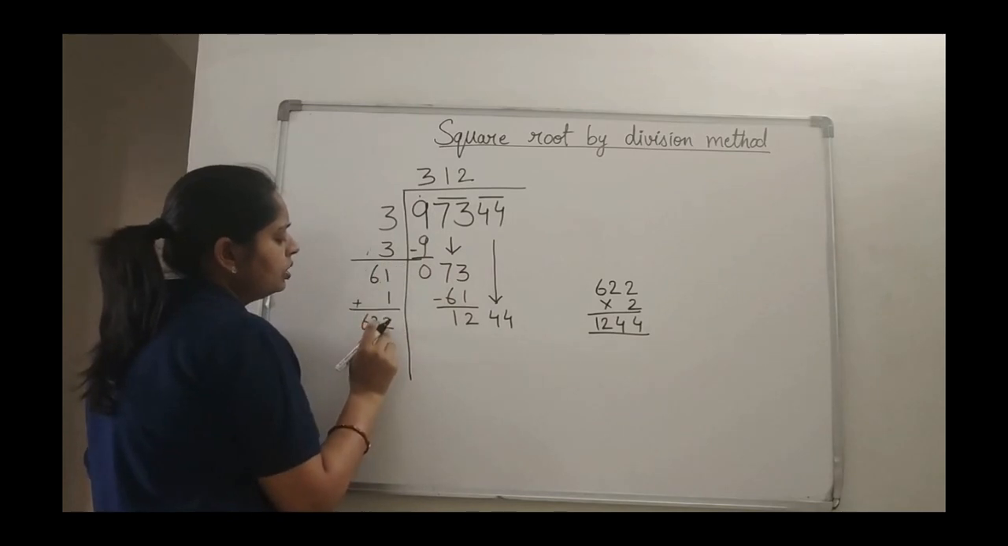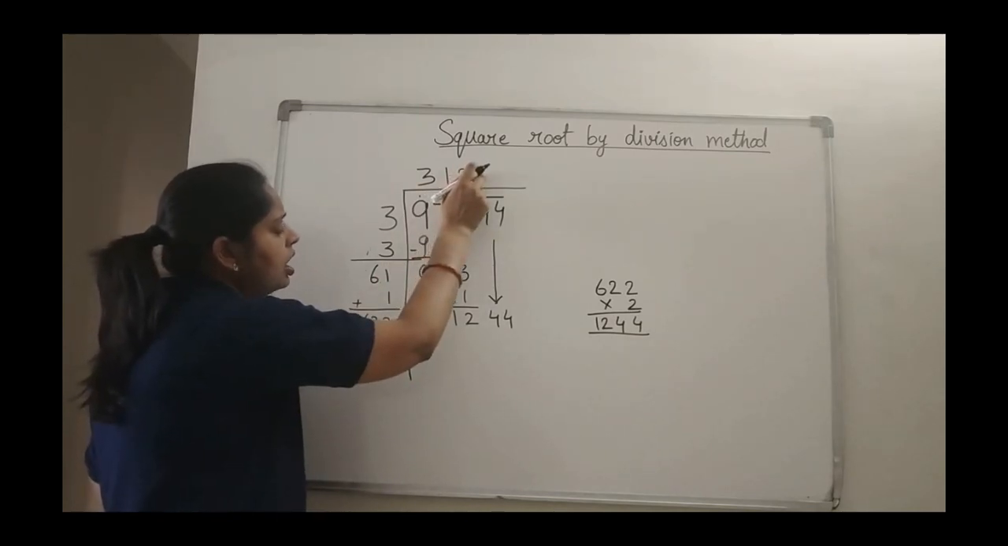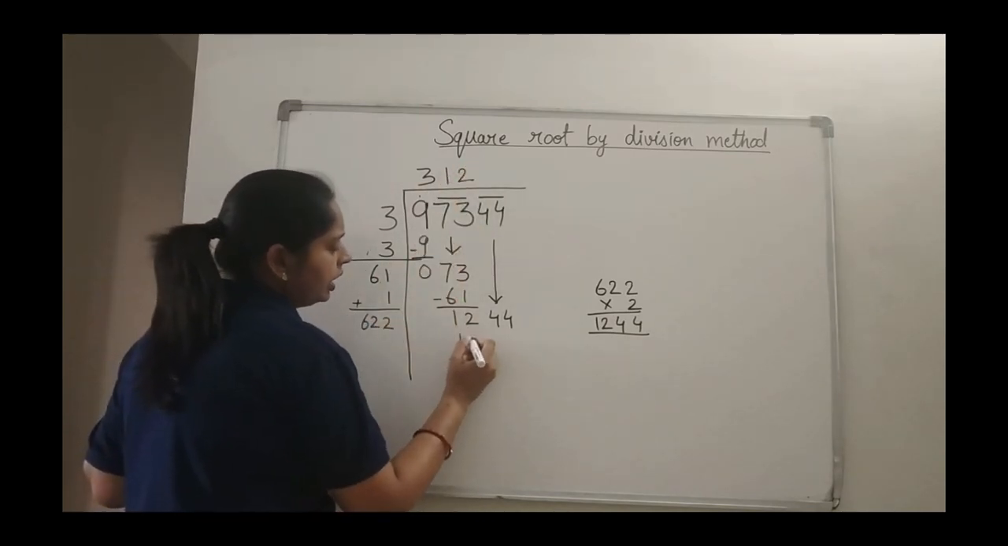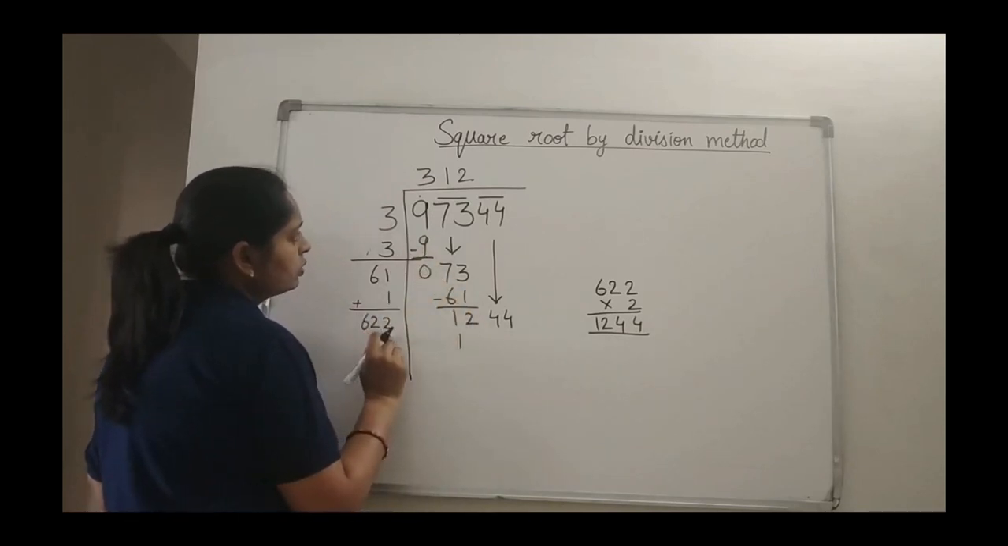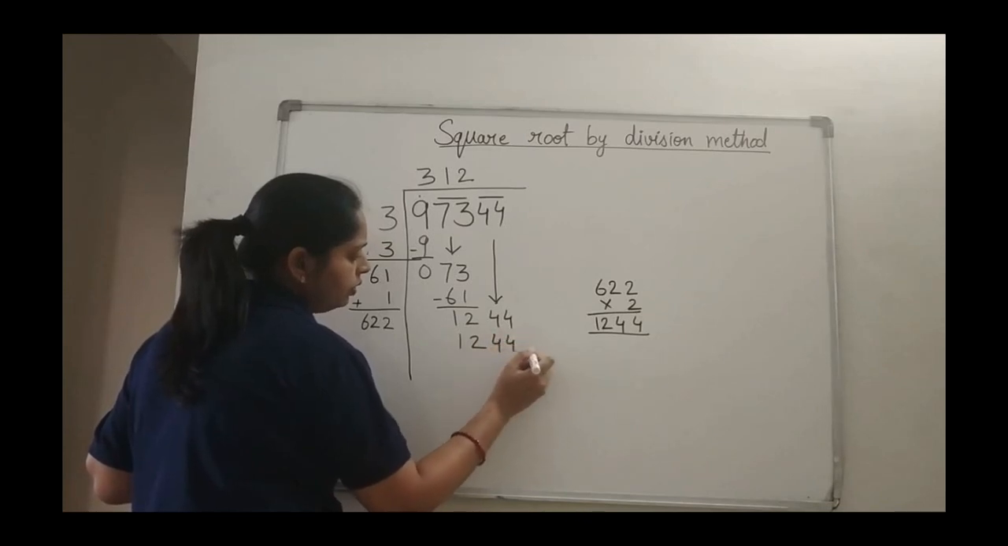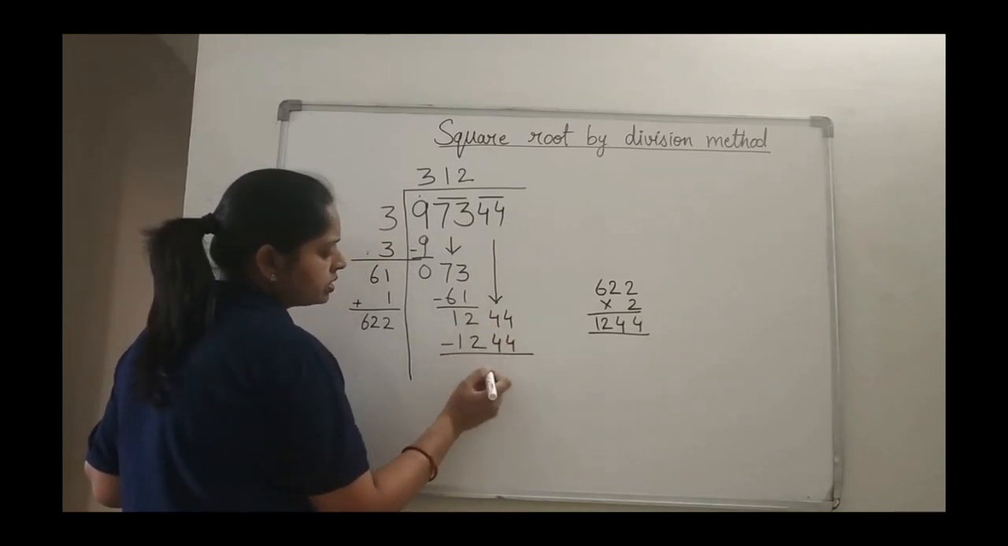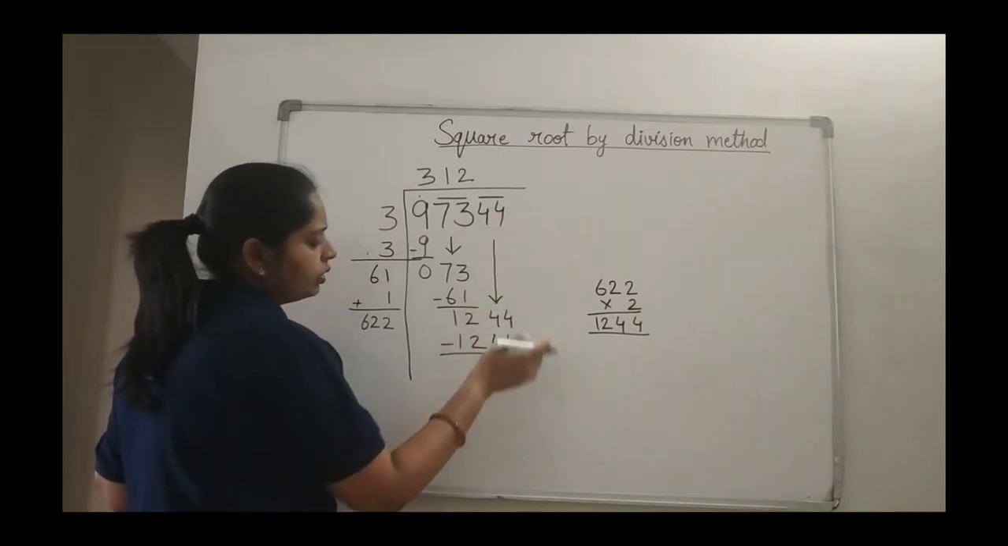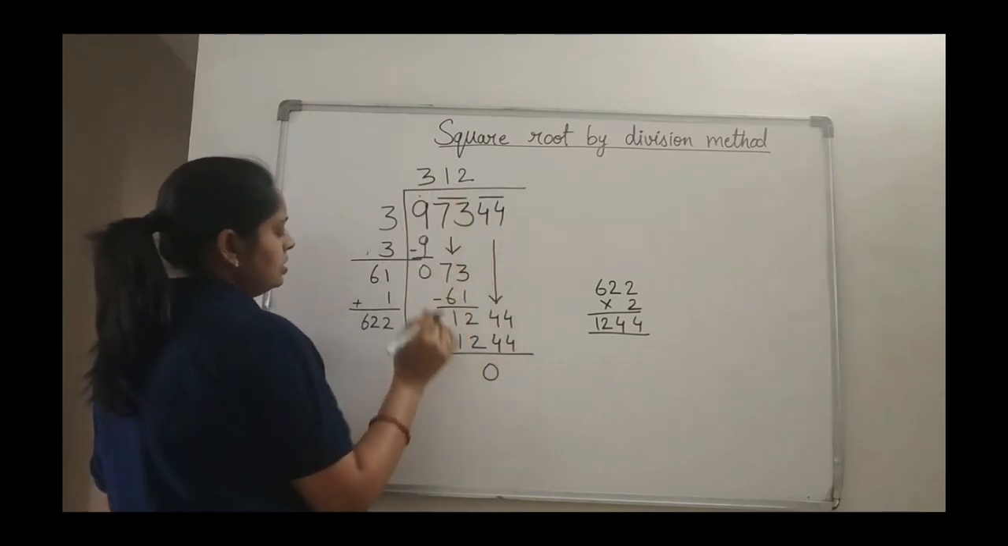Whatever entry I am doing here, the same entry I have to do in the upside that time only. And then the product of 622 by 2 will give you how much? 1244, and then when you subtract both numbers are same, so 0. Next I am not having any pair, so this is our answer.